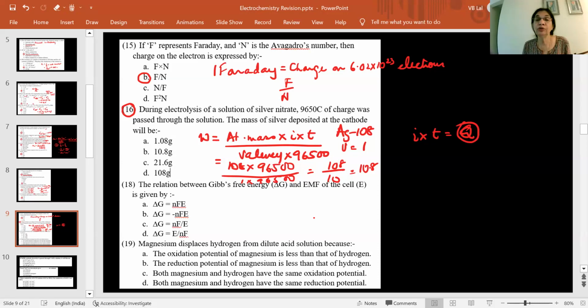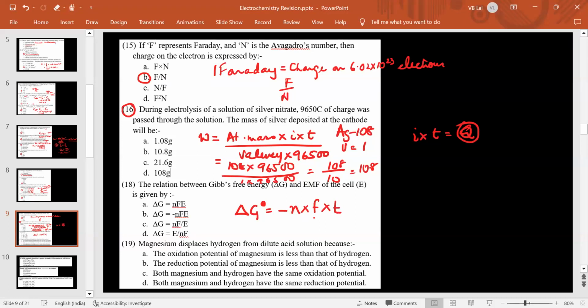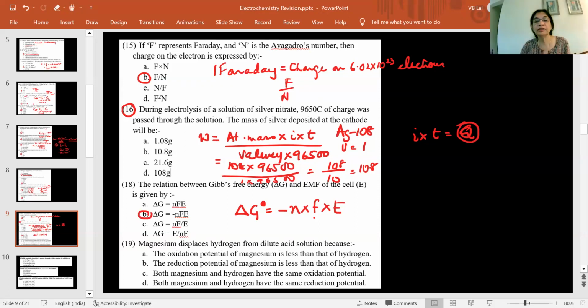Now, Vaishnavi, do you remember this relation between Gibbs free energy and EMF of the cell? Do you remember this? Delta G is equal to minus N into F into E. Okay. So the answer is B. Minus N into F into E. So the answer is B. All of you are understanding?